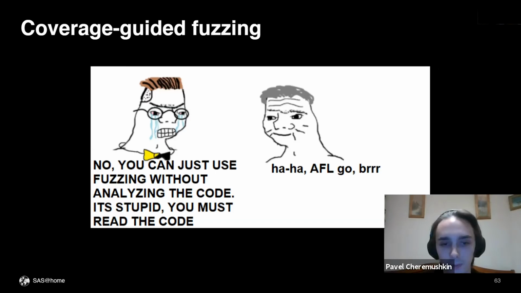So, coming back to coverage-guided fuzzing: after AFL came out and grew in popularity, the whole world was like this. Security engineers sometimes were saying that fuzzing is dying and it's stupid, that you don't analyze the code, that you must read the code, and everybody in the world was, haha, AFL go, brr.